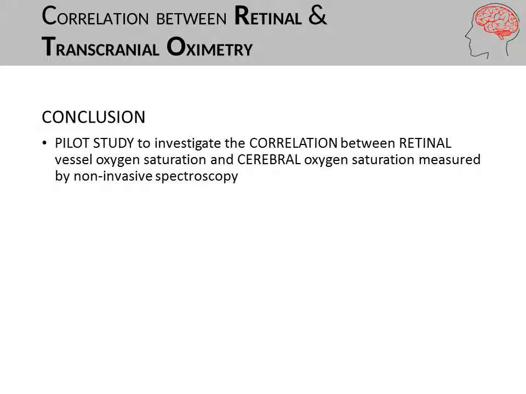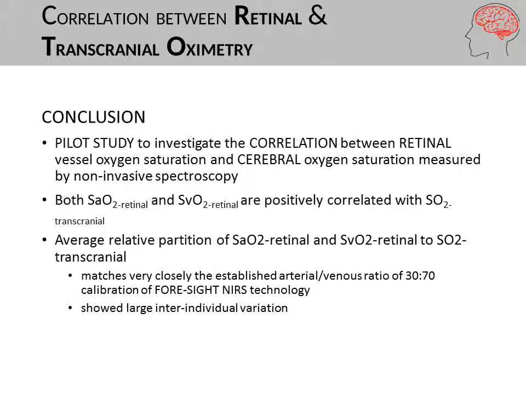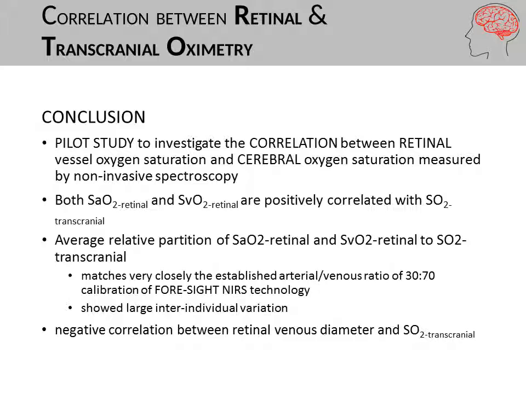So in conclusion, this was a pilot study to investigate correlation between retinal vessel oxygen saturation and cerebral oxygen saturation measured non-invasively. We found that both retinal arterial and retinal venous oxygen saturation are positively correlated with transcranial saturation. The average relative partition matches very closely to the established 30%, 70%, but shows large inter-individual variation. And lastly, we found a negative correlation between retinal venous diameter and transcranial oximetry.